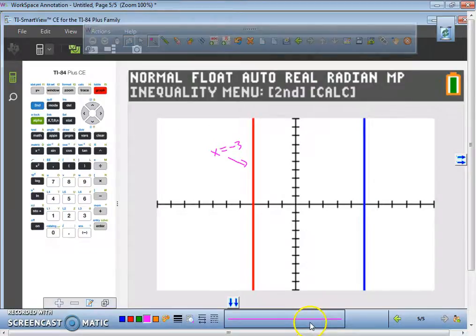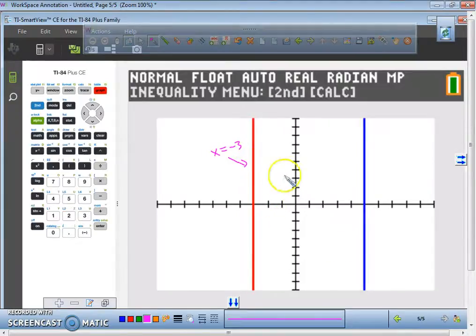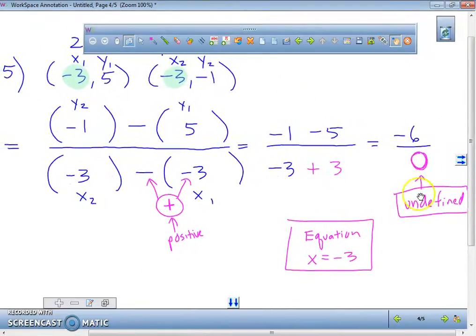If I said graph those points, what were the 2 points? -3, 5, and -3, -1. -3, 5 is right here, and -3, -1 is right here, and if you connect those 2 points, that's the line that you get. Okay? So your answer is undefined, but the equation is x equals -3. That's just for your journal.